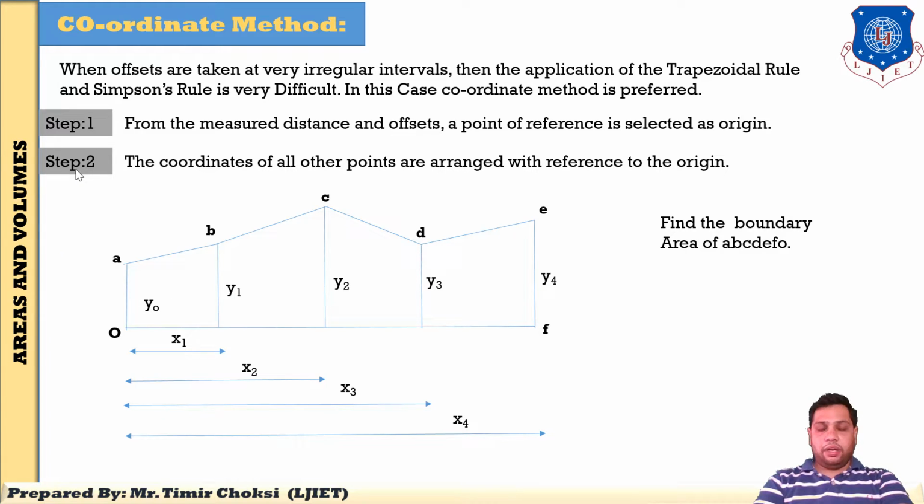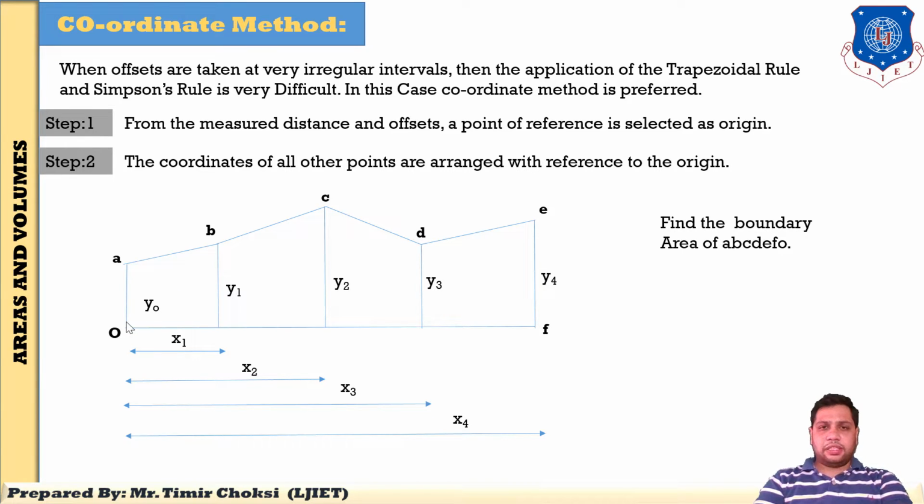So step number 1: from the measured distances and offsets, you know that there are 2 important points. When you find the boundary area, first you find the baseline distances as well as the offsets. So here x1, x2, x3 and x4 are the distances, and y0, y1, y2, y3 and y4 are the offsets. First, from the measured distances and offsets, a point of reference is selected, the origin. So first you select the origin.